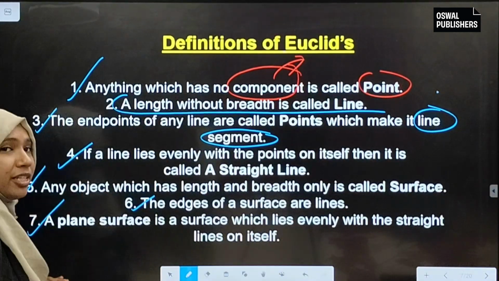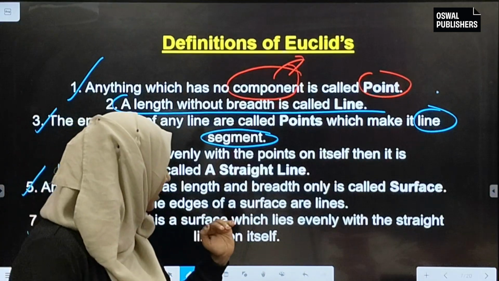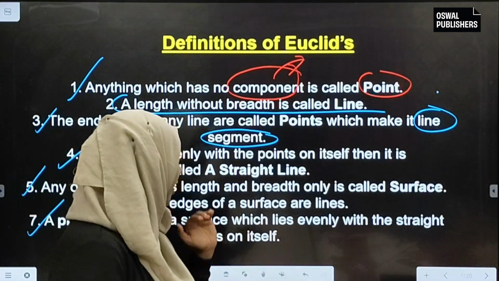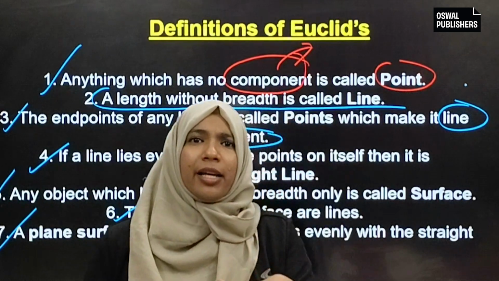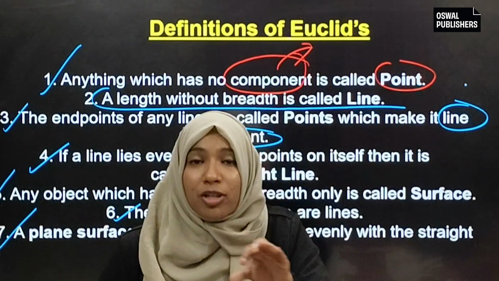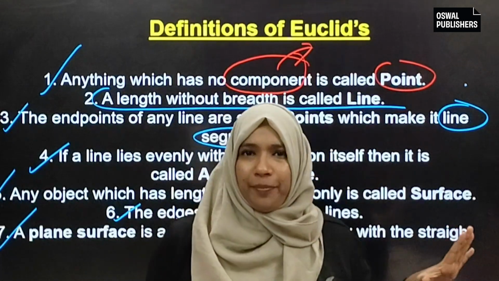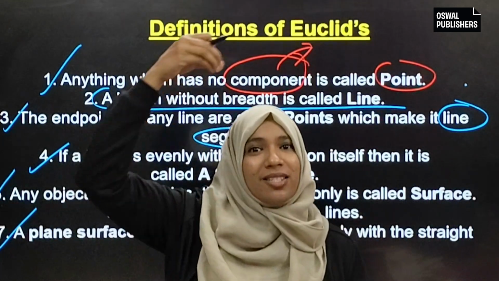So moving to the seventh definition, a plane surface. A plane surface is a surface which lies evenly with the straight lines on itself. What does it mean by plane surface? Plane surface എന്ന് പറഞ്ഞാൽ നല്ല ഫ്ലാറ്റ് ആയിരിക്കും, കംപ്ലീറ്റ്ലി ഫ്ലാറ്റ് ആയിരിക്കും, 2-dimensional ആയിരിക്കും, സ്മൂത്ത് ആയിരിക്കും. That is, ups and downs ഒന്നും ഉണ്ടാവില്ല. That is when we place a straight line.